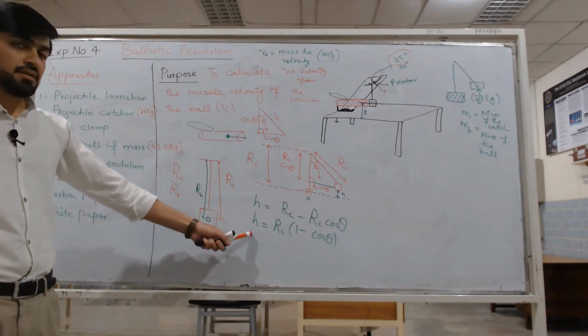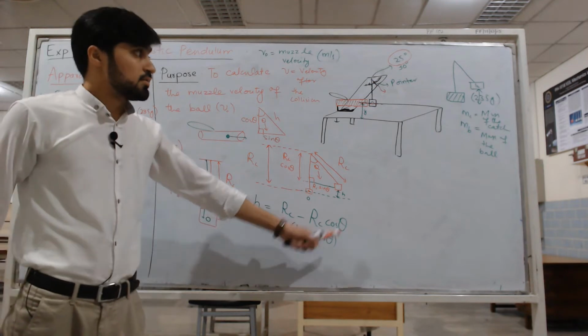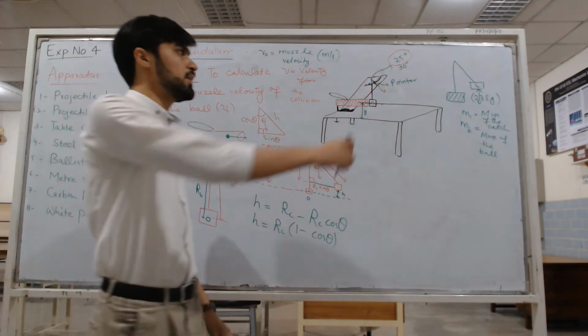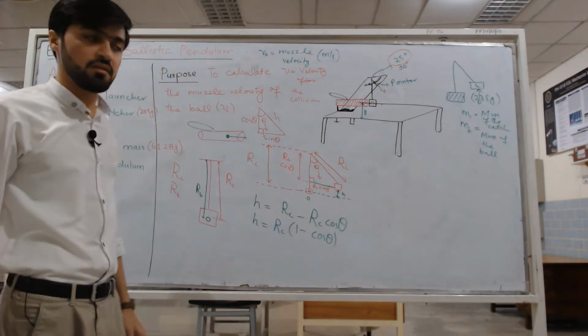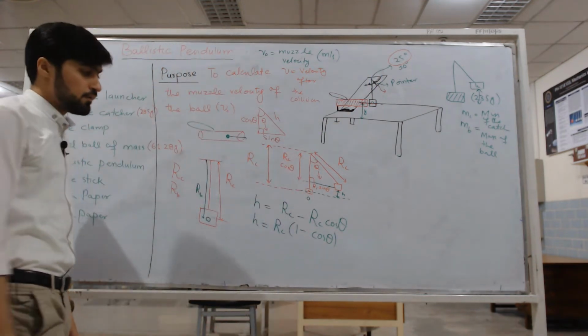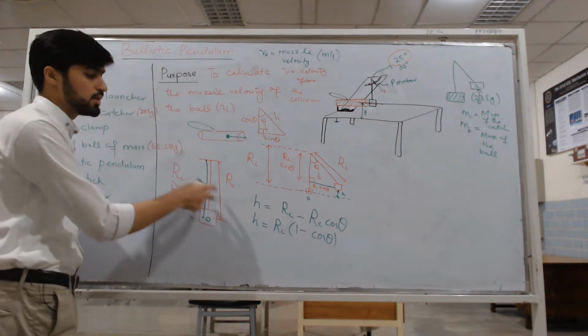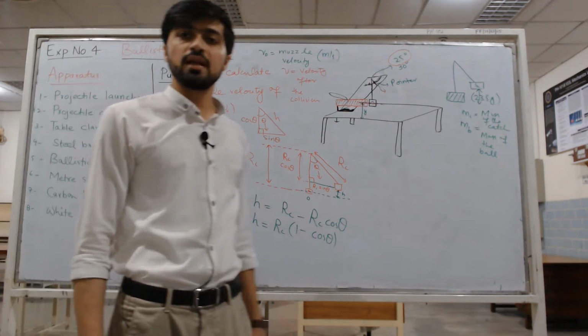So we can find theta by looking at the degree scale here. The pointer will tell us whether the angle is 25 degrees or 50 degrees, and when you put the angle here, with RC calculated using the meter stick, you will get the value of h.